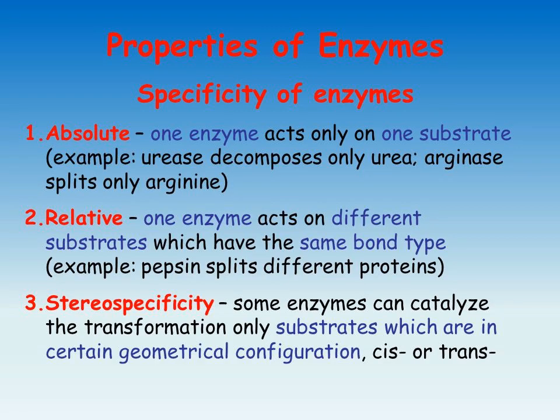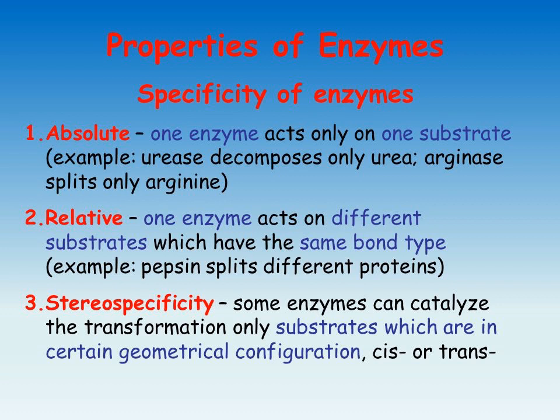Specificity is the second point in the characteristics of enzyme, the properties of enzyme. Specificity of enzyme is explained here. There are various types of specificity. You need to know about the first type. That is, one enzyme acts only on one substrate. Urease is an enzyme that decomposes only urea. It cannot decompose glucose. Arginase is an enzyme that splits only arginine. It cannot split alanine.